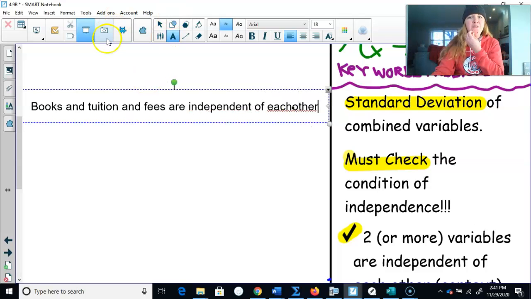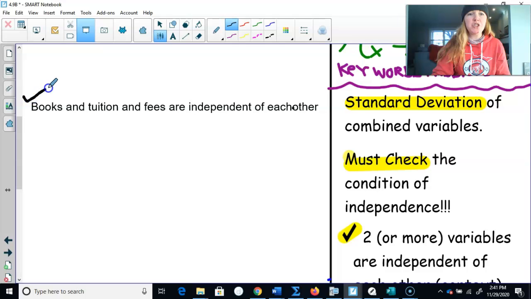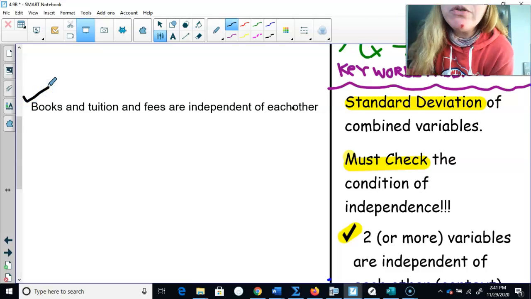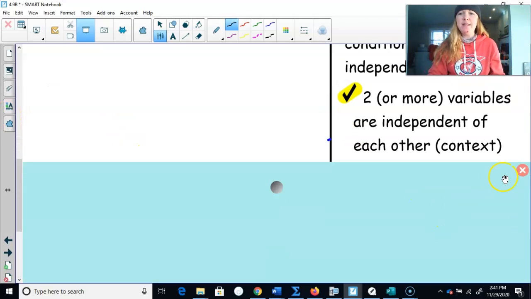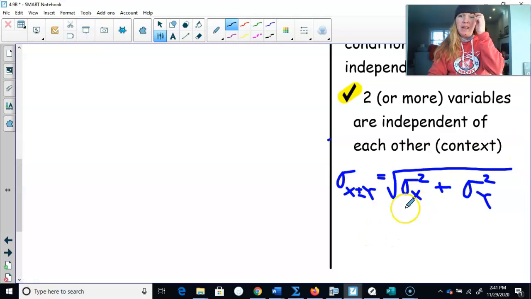There's no math involved. You literally just check that off. Yes, check. We're okay now to use the formula. And what formula is that? It is this formula right here, okay?